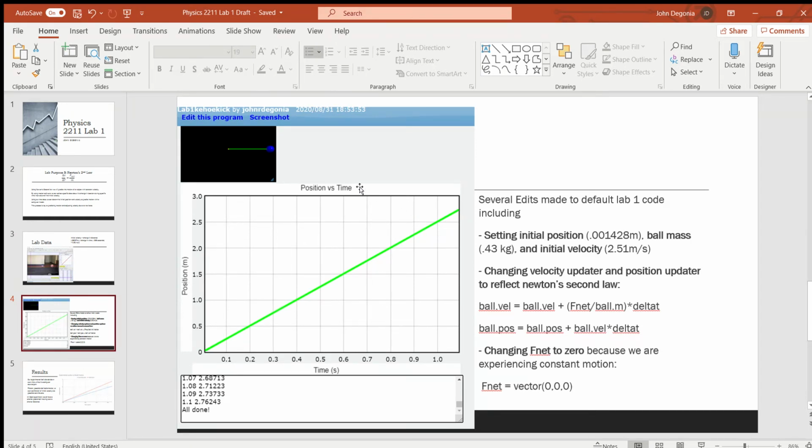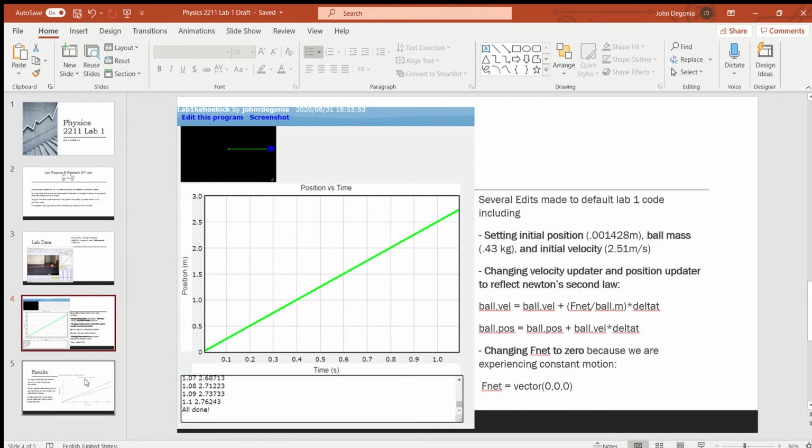In order to get the equations within GlowScript to work how we needed, we had to make a few adjustments, setting initial position, ball mass, and initial velocity according to our experimental data. Then changing the velocity updater line and the position updater line to better reflect Newton's second law. Here we've got net force over the mass of the ball, just like we had it in our original equation. And we're also changing the net force to be zero because, of course, we're trying to model constant motion. So F net equals vector 0, 0, 0.